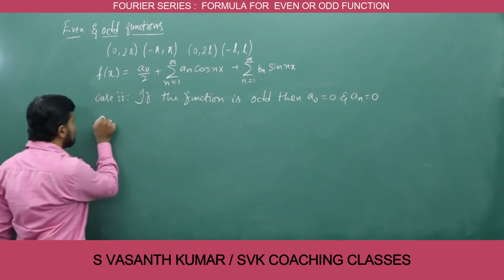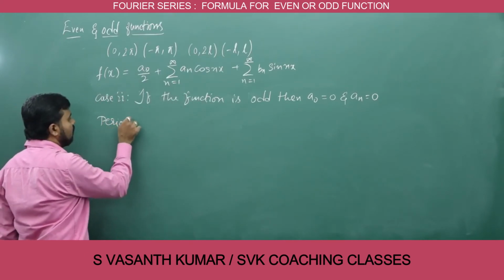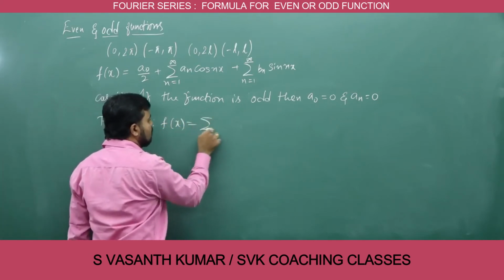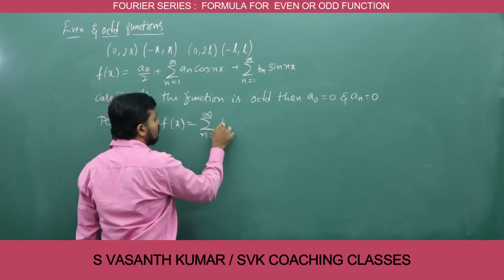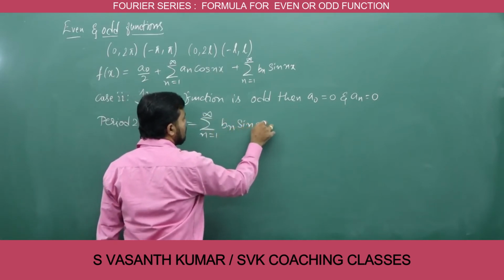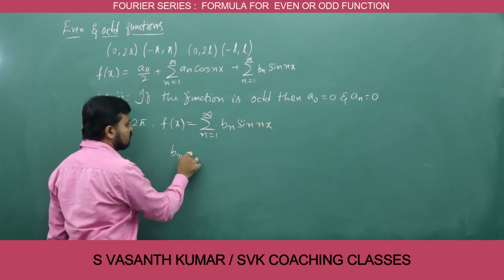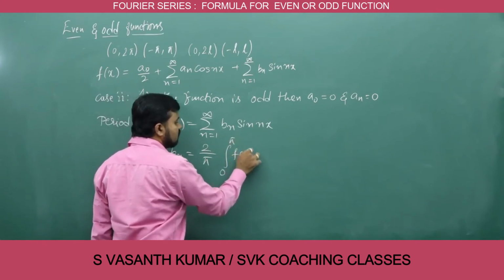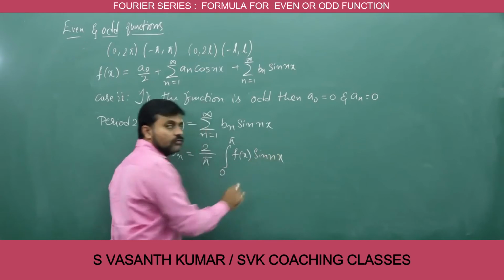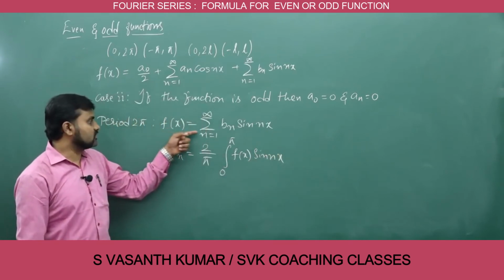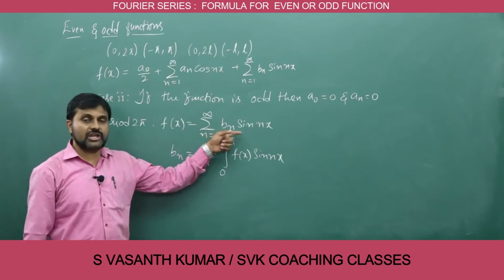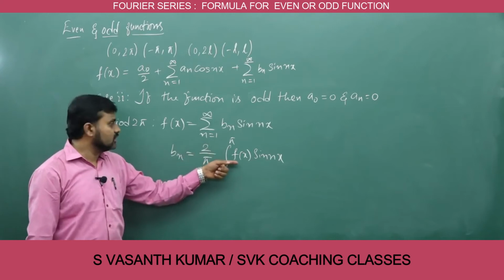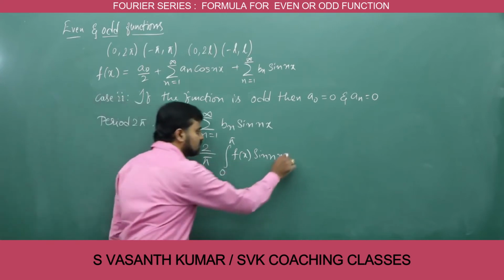Then the Fourier series for period 2 pi is given by f of x is equal to summation n equal to 1 to infinity bn sin n x. Then bn is defined as 2 by pi integral 0 to pi f of x sin n x dx.